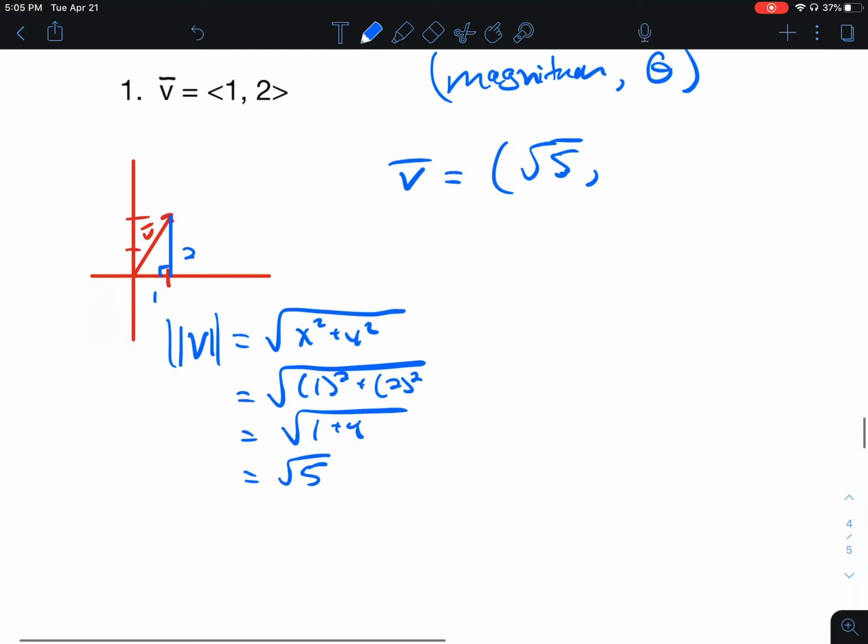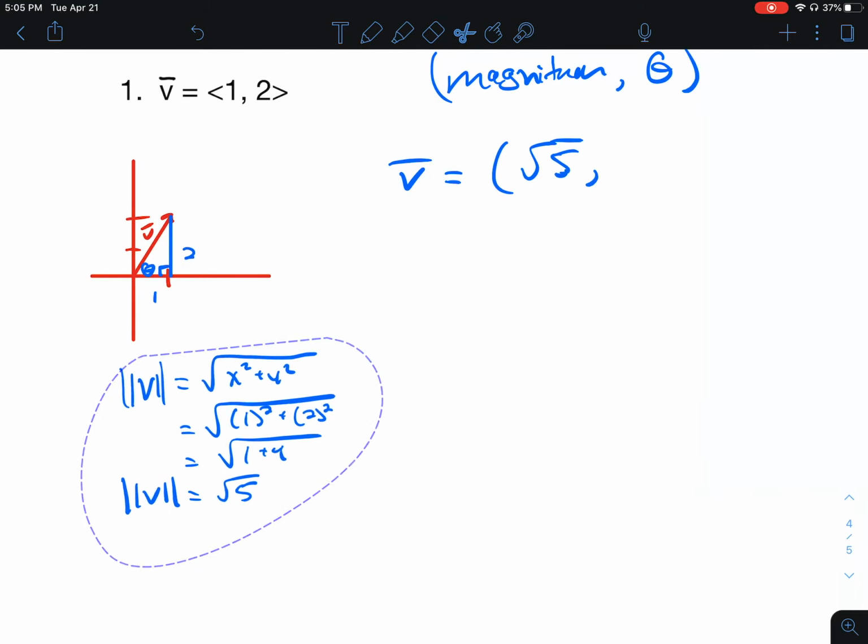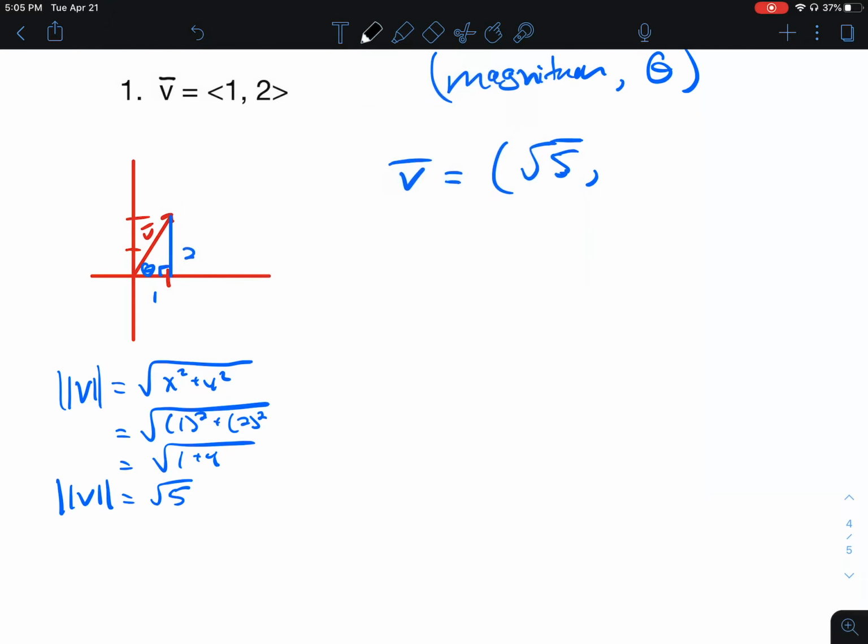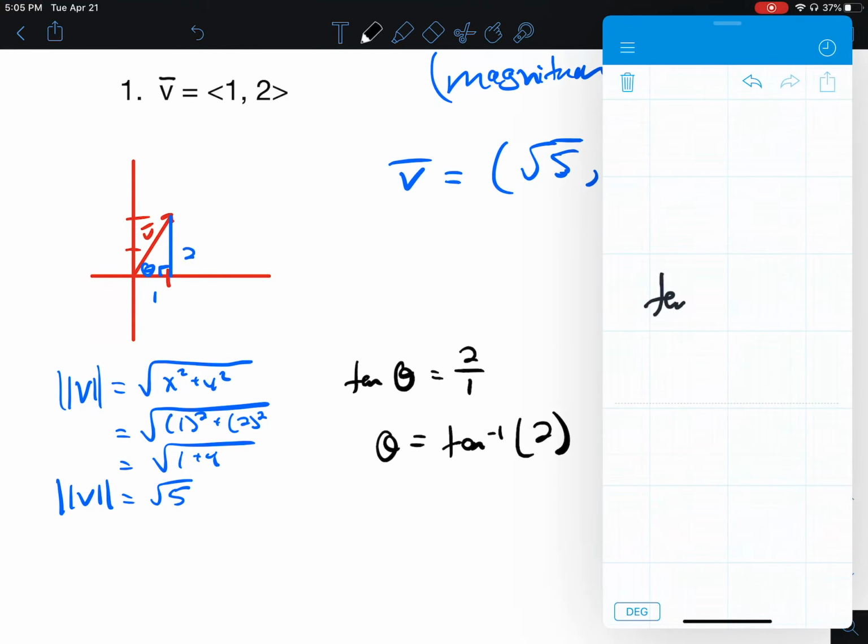Now what about the angle? In this case, the angle is going to be just tangent inverse of 2 over 1. Here's the reason. If we take tangent of the angle, it's the opposite leg over the adjacent leg. Therefore, tangent inverse of 2 is going to be what theta is. If I put this into a calculator, that's going to give me this angle. It's about 63 degrees. We're just going to round to the nearest whole number.